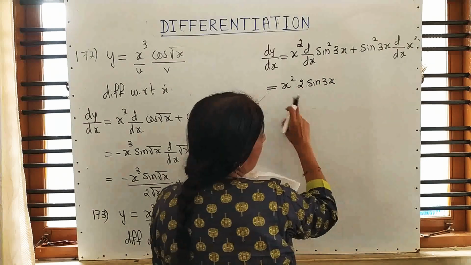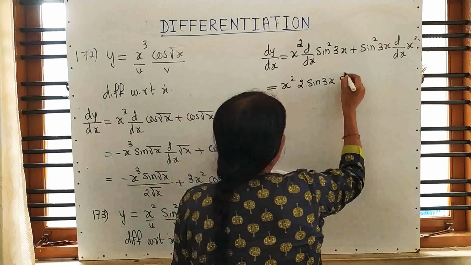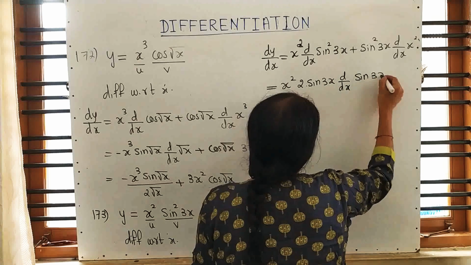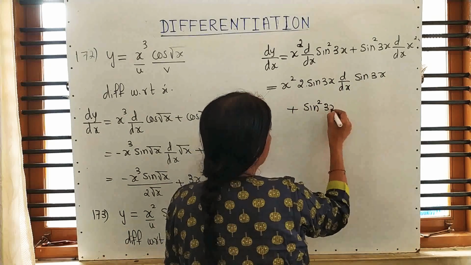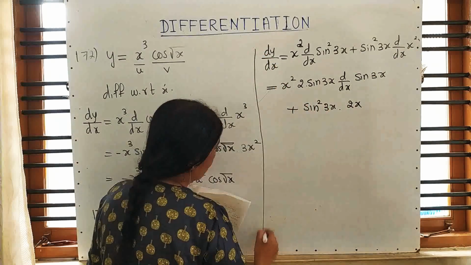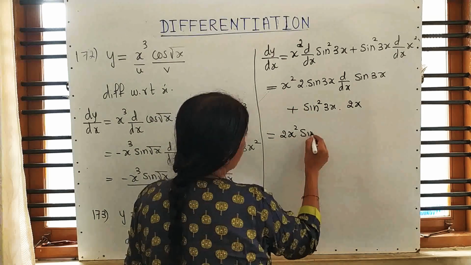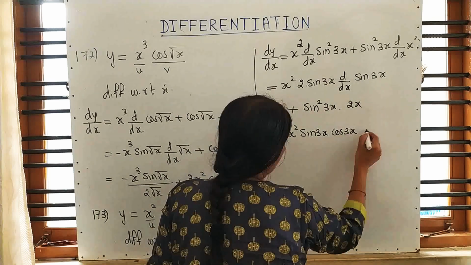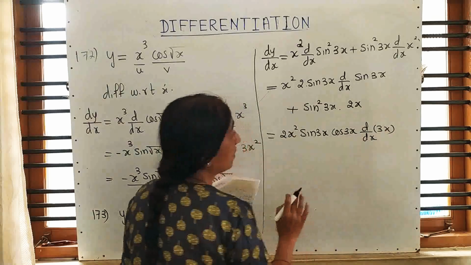Sin square 3x is 2 sin 3x, power n into x to the power n minus 1. So after the power, cover that power, what is remaining? Sin 3x. Plus this part, sin square 3x as it is, differentiation of x square is 2x. Next, this I am writing as 2x square sin 3x. What is the differentiation of sin 3x? Cos 3x into differentiation of 3x, because the angle is other than x.